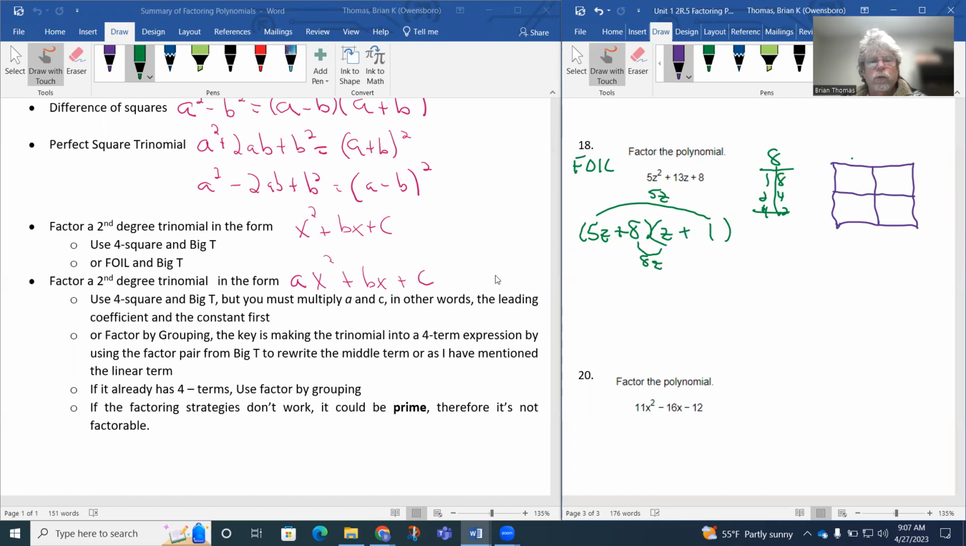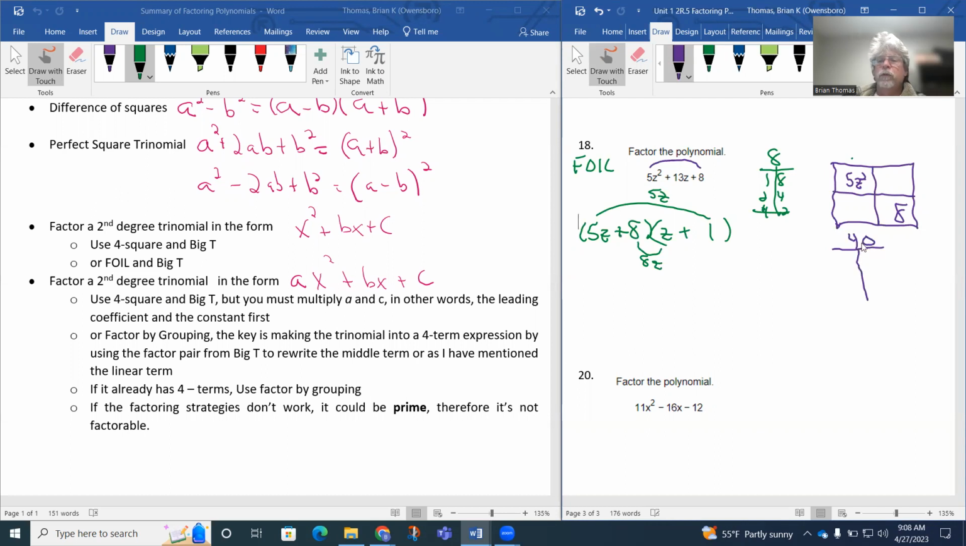So when you use 4 square, the quadratic term, the 5z squared, will go in the top left. The constant, the 8, goes in the bottom right. Now, when we use big T, we have to multiply the A times the C. In other words, we have to multiply the 8 times the 5 together. So 8 times 5 is going to give me this 40.